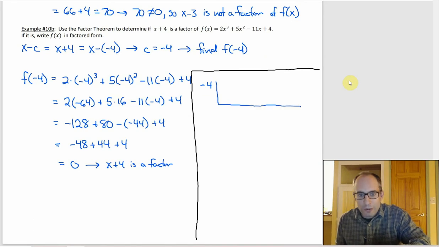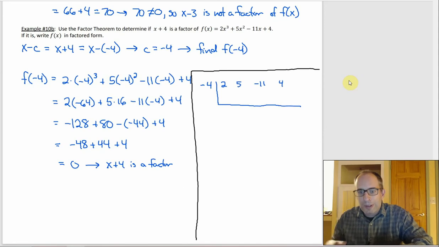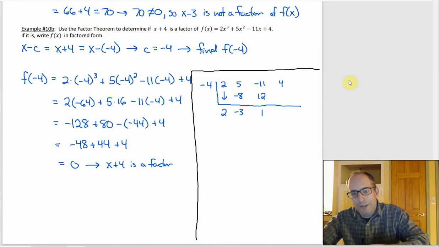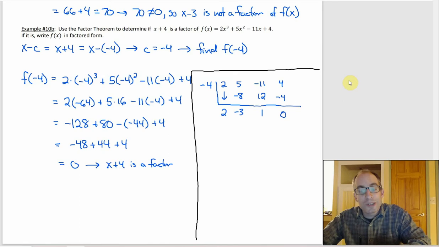So negative 4, and then writing out f of x with coefficients, you have 2, 5, negative 11, and then 4. And then you'd bring down the 2. Negative 4 times 2 is negative 8. Add down, that's negative 3. Negative 4 times negative 3 is 12. Add down, that's 1. Negative 4 times 1 is negative 4. Add down, that's 0. Okay, we knew we should get a remainder of 0 since it divides evenly. We already know it's a factor. So then what does that mean?